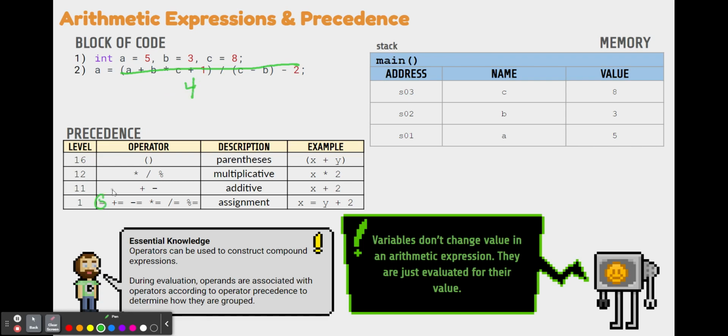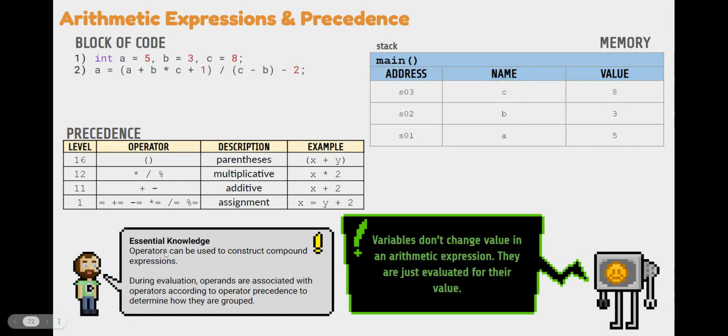Then we have our assignment statement, and that gets put into the variable of a. A changes its value and becomes 4. Notice how B and C don't change. By doing math on B and C, that doesn't change their values here. We just evaluate their values so that we can evaluate this arithmetic expression.